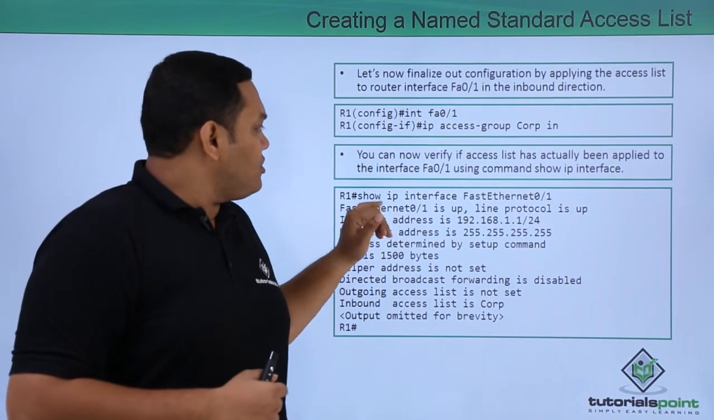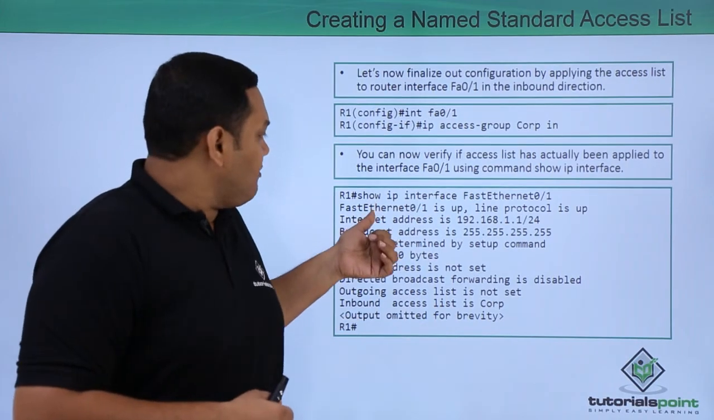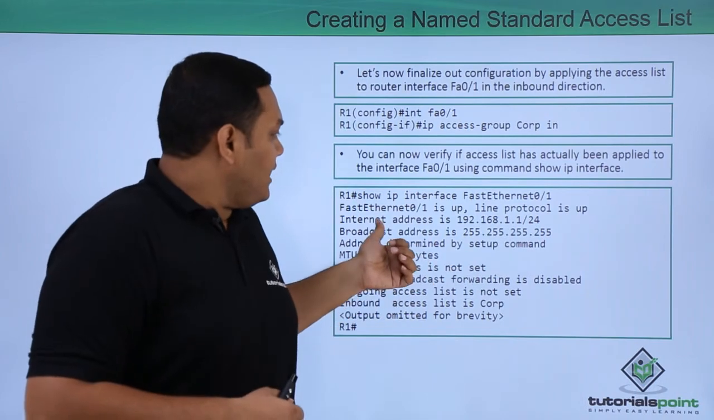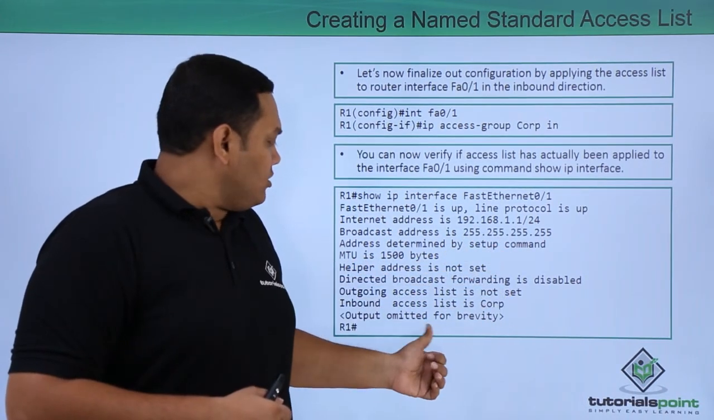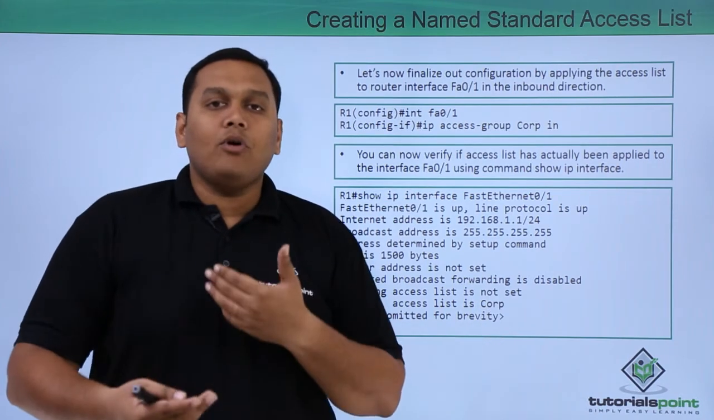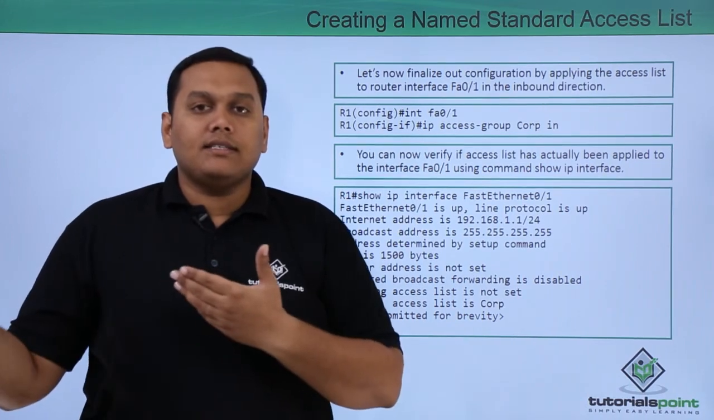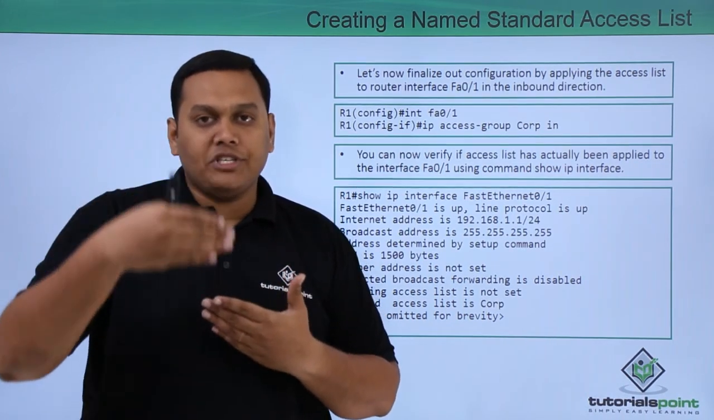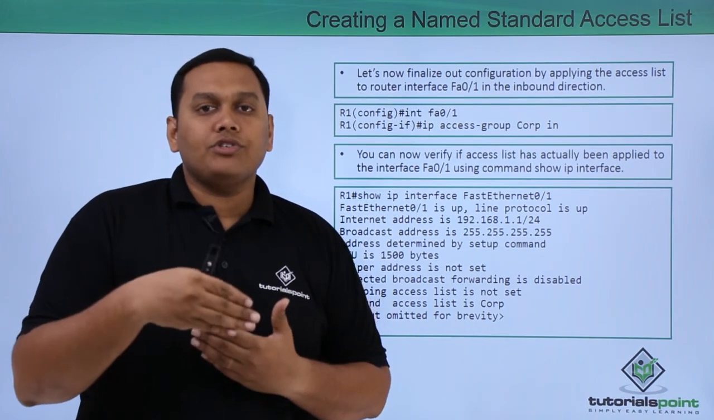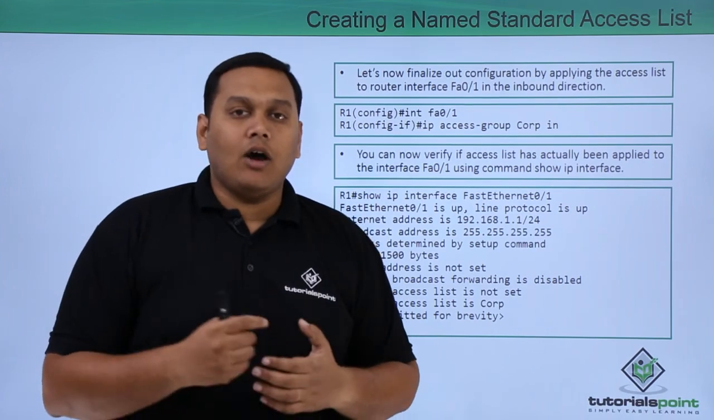Then if you use show ip interface FastEthernet 0/1, it clearly shows that the Ethernet is up, the line protocol is up, the internet address is given, and the inbound access list is corp. So this inbound access list on FastEthernet 0/1 denies the operations network inbound, but permits the CEO host inbound. So this is about the named standard access list and how to configure it.